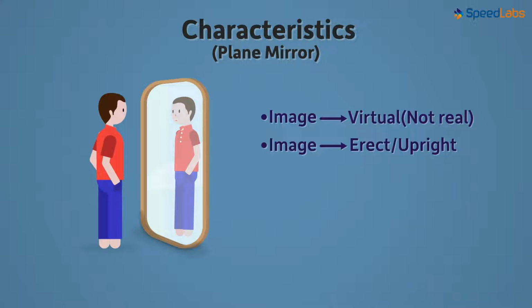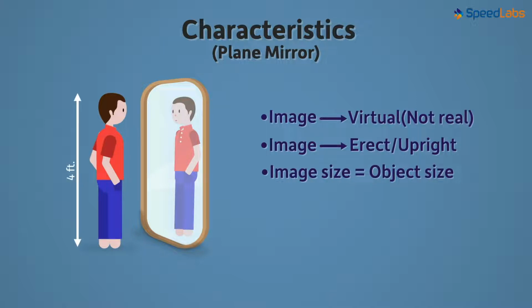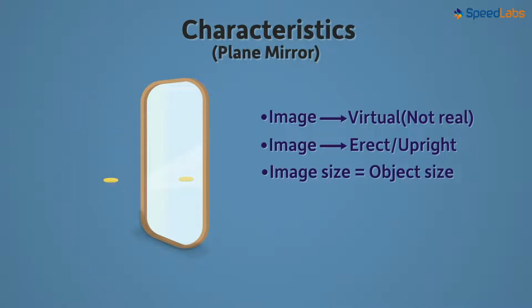The third characteristic of an image formed by a plane mirror is that it's of the same size as the object on the other side of the mirror. For example, if the height of this person is 4 feet, then the image's height will also be 4 feet. And if I bring the plane surface of the circular coin near the plane mirror, then both the coin as well as its image will have the same diameter.